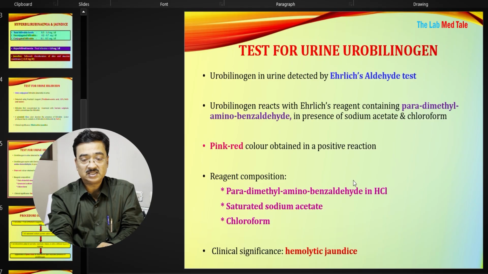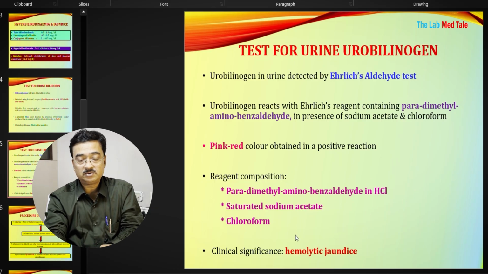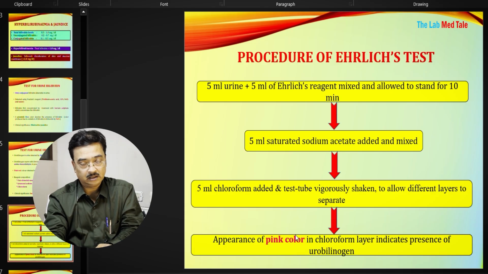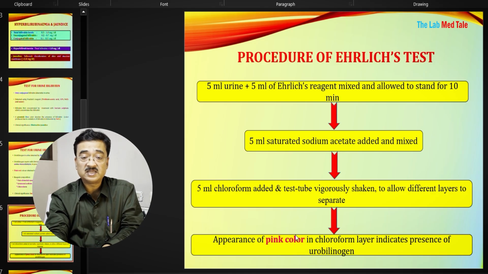I'm not discussing the reagents much, but what is the clinical significance? Why is it called hemolytic jaundice? Because in obstructive jaundice, you will not get urine urobilinogen. That is a very, very important thing. So how do you do the test?